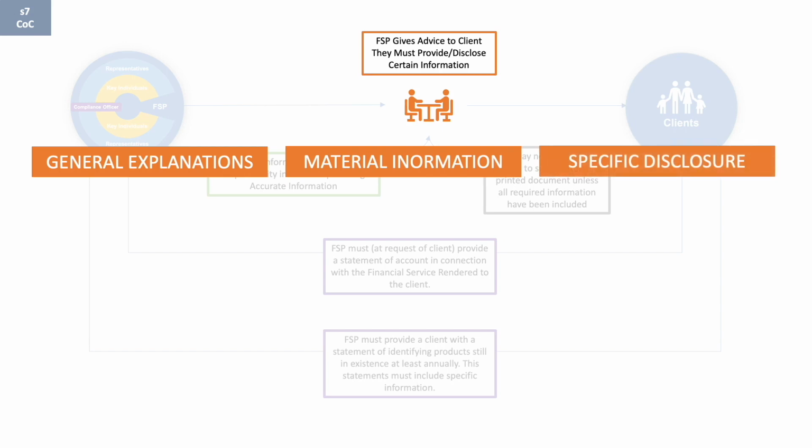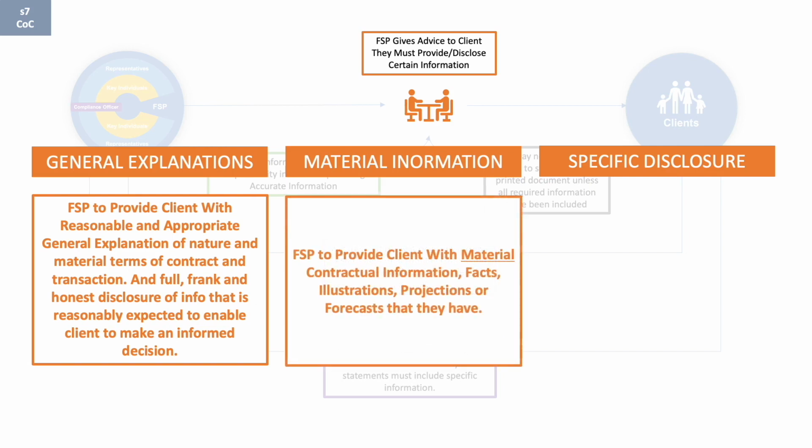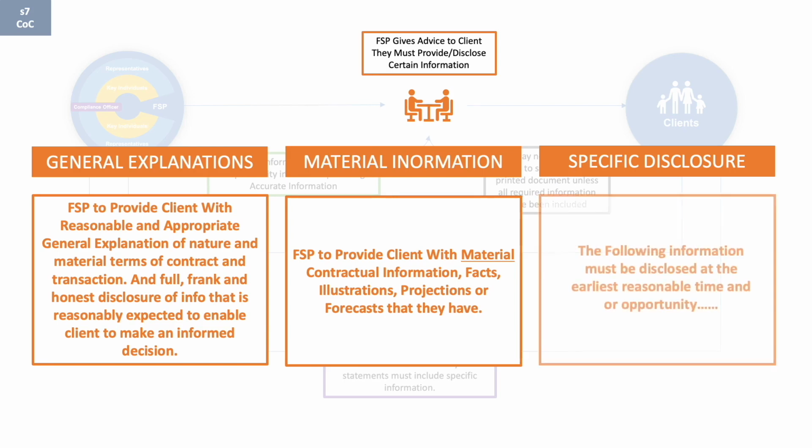In terms of general explanations, the FSP is to provide the client with reasonable and appropriate general explanations of the nature and material terms of the contract and the transaction. The FSP is to provide full, frank, and honest disclosure of information that is reasonably expected to be disclosed to enable the client to make an informed decision. In terms of material information, the FSP is to provide the client with material contractual information, facts, illustrations, projections, or forecasts that they have. In terms of specific disclosure, Section 7 of the Code of Conduct goes into detail as to what needs to be disclosed.